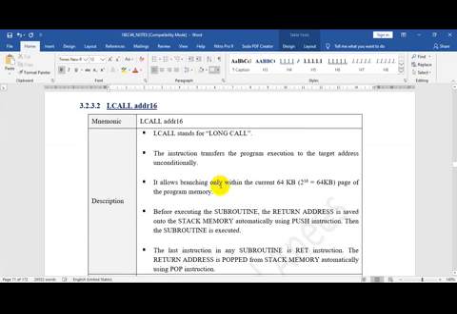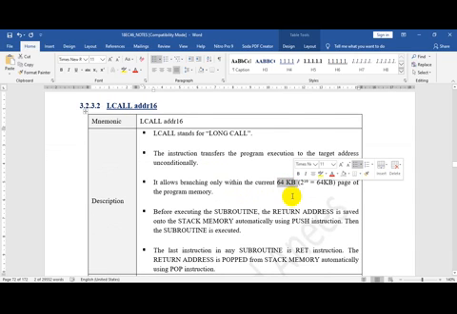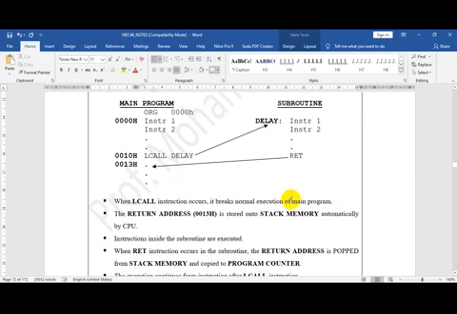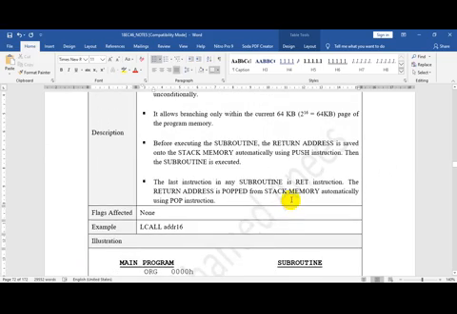Similarly, we have the long call. The only difference is that now you can branch anywhere within 64 KB of the program memory. All other things remain the same. So you can study this by yourself.